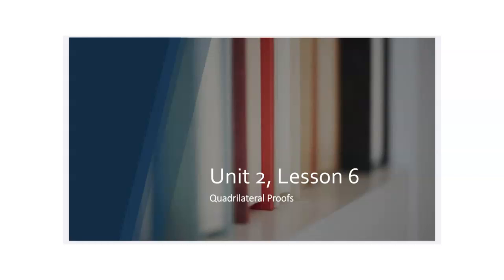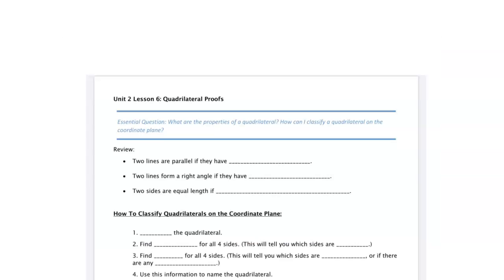Let's get started with Unit 2, Lesson 6, Quadrilateral Proofs. In this lesson, we have two essential questions. What are the properties of a quadrilateral? And how can I classify a quadrilateral on the coordinate plane?